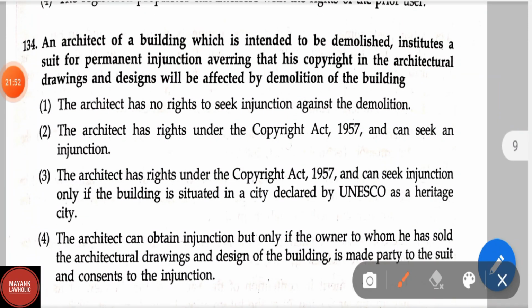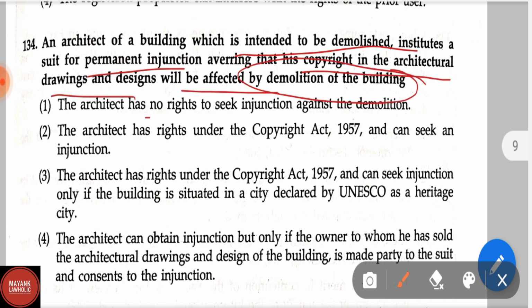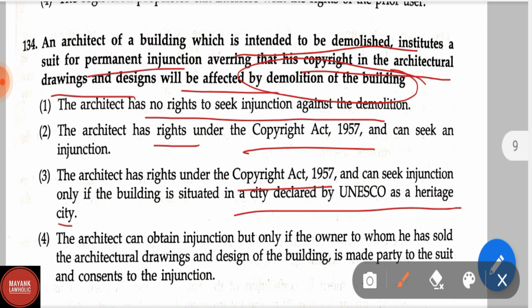An architect of a building which is intended to be demolished institutes a suit for permanent injunction averring that his copyright in the architectural drawings and designs will be affected by the demolition of the building. Options are: the architect has no right to seek injunction against the demolition. The architect has rights under the Copyright Act 1957 and can seek an injunction. The architect has rights under Copyright Act 1957 and can seek injunction only if the building is situated in a city declared by UNESCO as a heritage city.